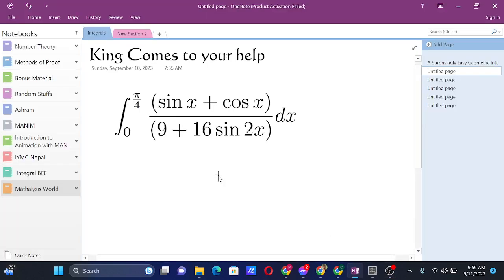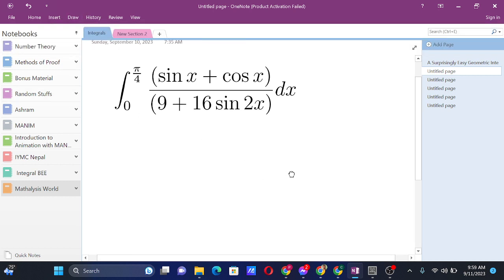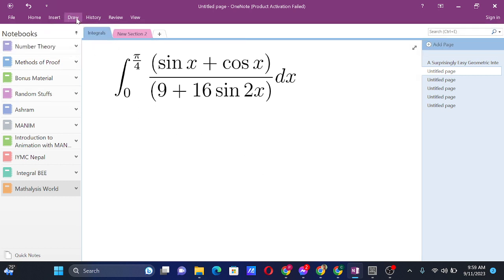King comes to help to solve this integral. We have the integral from 0 to pi by 4 of (sin x plus cos x) over (9 plus 16 sin 2x) dx. If you try to approach this integral in a straightforward way, you might get some pause and might not be able to solve it, though you can. But using King's rule for this integral makes it a lot easier. It just saves our life.